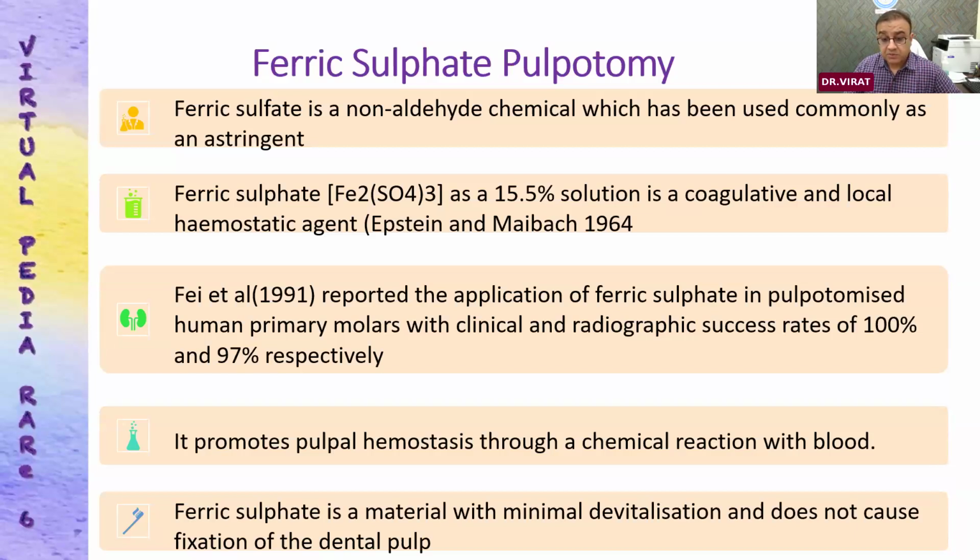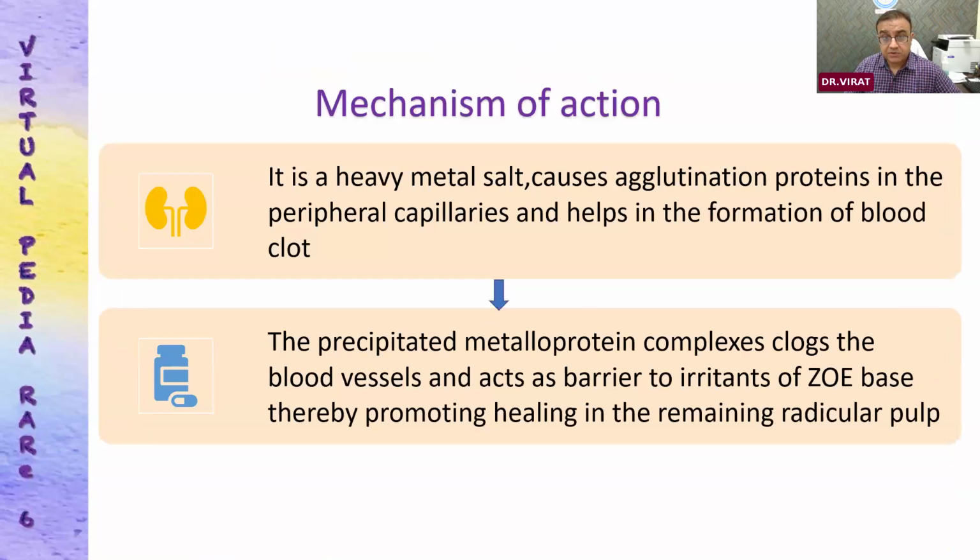It promotes pulpal hemostasis through a chemical reaction with the blood. Ferric sulfate is a material with minimal devitalization and does not cause fixation of the dental pulp. Mechanism of action includes that it is a heavy metal salt, causes agglutination of proteins in the peripheral capillaries and helps in the formation of a blood clot. The precipitated metalloprotein complexes clog the blood vessels and act as a barrier to irritants of the ZOE base, thereby promoting healing in the remaining radicular pulp.